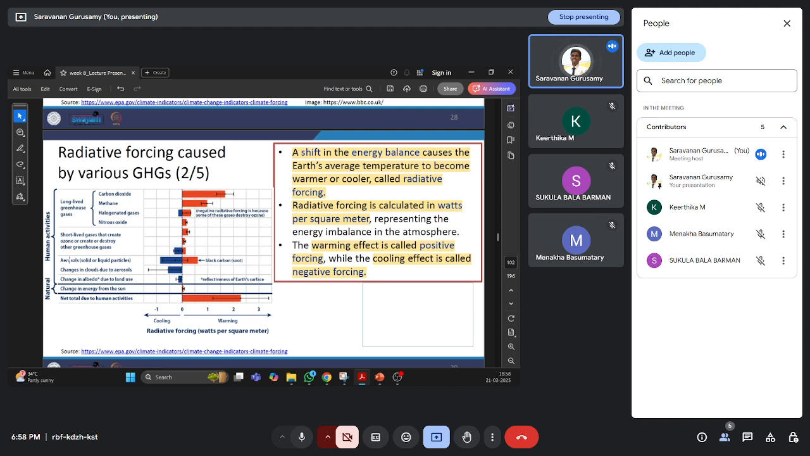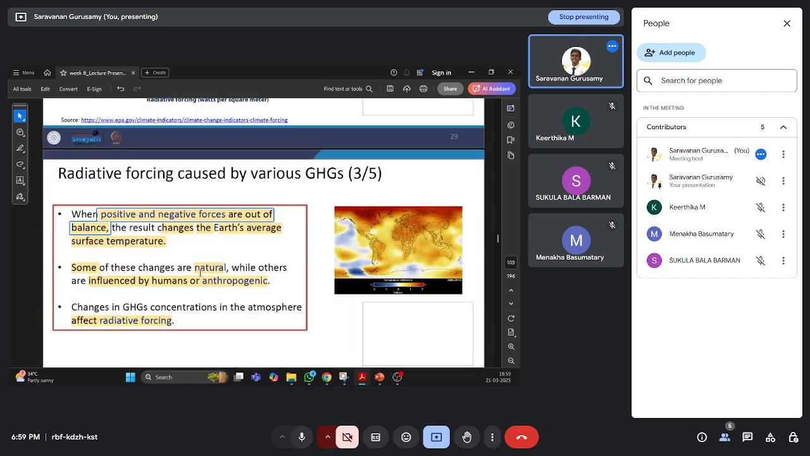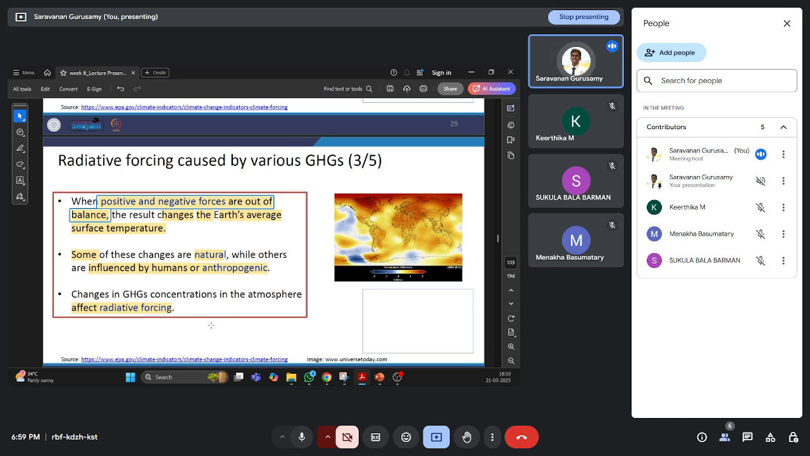What are the things that will cool the atmosphere? Aerosols, and changes in clouds due to aerosols, have a cooling effect on the Earth's surface. But whenever carbon burns and becomes black carbon or soot, like a black char, that will have a heating effect. So it depends on particle size and color also. So you can see, whenever the positive and negative forces are balanced out, then the change in the Earth's atmospheric temperature may happen. Some of these changes are natural, but some are from anthropogenic activities.